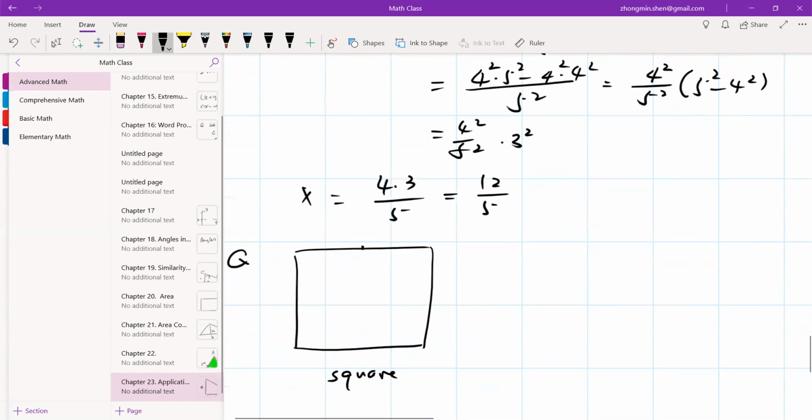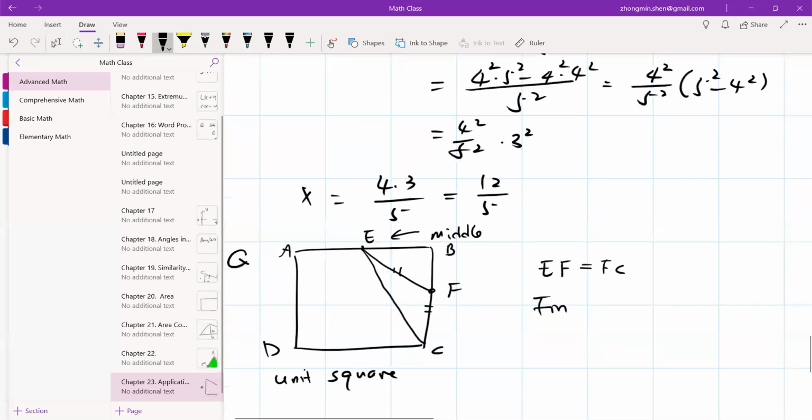Okay, and E is the middle point. And I'm going to draw, here's F. What I have here is EF equals FC. So here's A, B, C, D. That means these two sides are equal, okay? So can you find, this is a unit square. Let's assume a unit square. Find the area of the triangle.